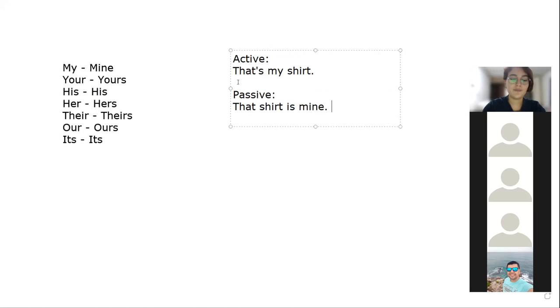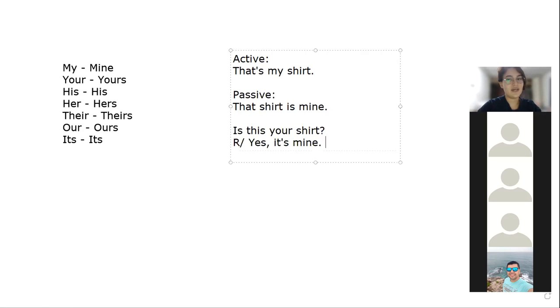Y cuando nos preguntan, is this your shirt? Nosotros contestamos, yes, it's mine. Right? Cuando nos preguntan así, nosotros contestamos con la voz pasiva, per se. So, yes, it's mine. O también ustedes pueden contestar con, yes, it's my shirt. Como les digo, no es completamente estricto, pero sin embargo, lo que ustedes van a escuchar más comúnmente en el mundo real es, yeah, it's mine.